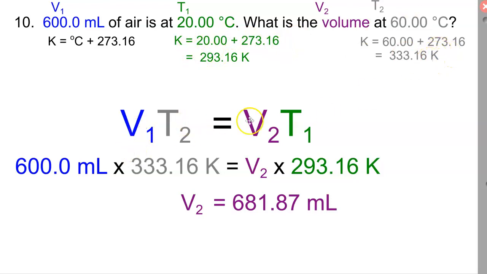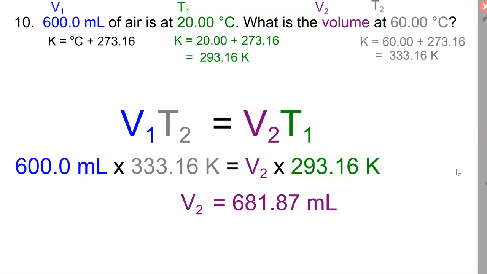I wrote my generic formula, V1T2, remember V's and T's are opposite subscript numbers, equals V2T1. I carefully plugged in my V1, and I very carefully plugged in my T2, which was over here, and then I set that equal to V2 times my T1, which was right here, and then I checked to see what do I have 2 of. I have 2 temperatures. They are in fact in the same unit, so I can proceed with my math.